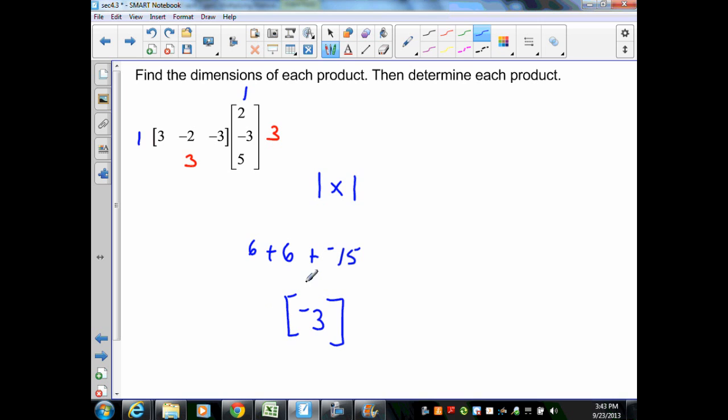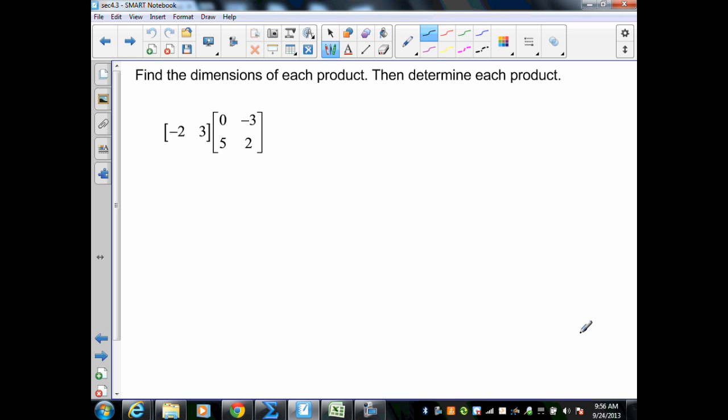1 row, 1 column. Again, in this example, we want to find the dimensions of each product and then determine each product. Let's verify that we can find the product of these two matrices. We know that the columns of matrix A must match the rows of matrix B, and they do with a 2 by 2. Now we can determine what the outcome will be, because the number of rows in matrix A and the number of columns in matrix B determine the matrix size of the product. And my matrix size will be a 1 by 2.